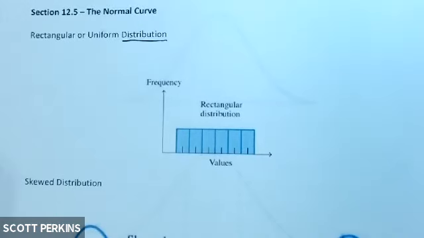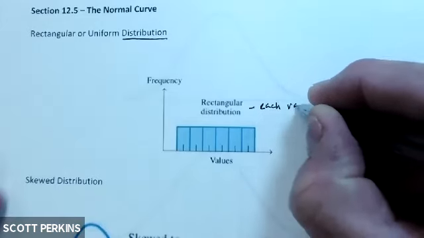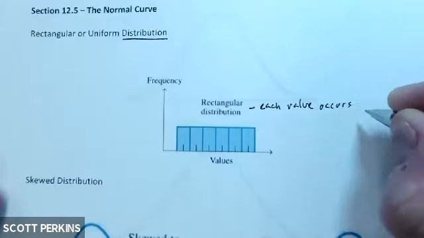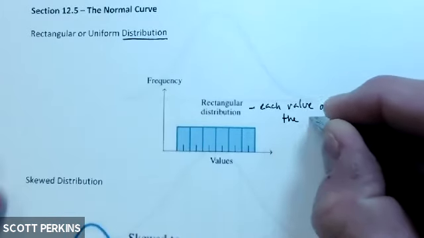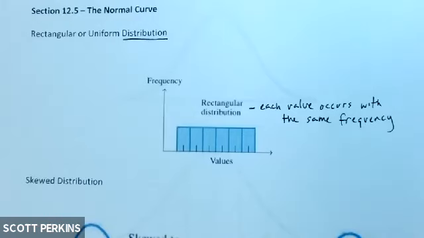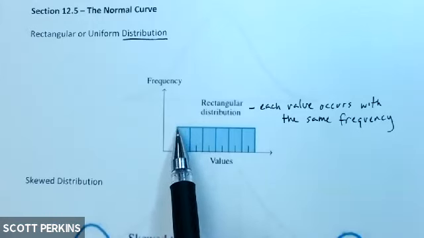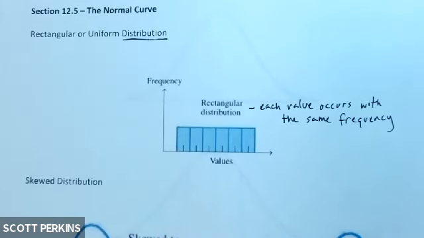Just to illustrate what a distribution is, the first picture here is what's called a rectangular distribution. In a rectangular distribution, each value occurs with the same frequency. And so you get that rectangle that you can see on the screen. Whatever these values are for the different classes, you can see that their frequency all goes to the same level on the y-axis. That's called a uniform distribution. It's also called a rectangular distribution. Both of those words can be used interchangeably.